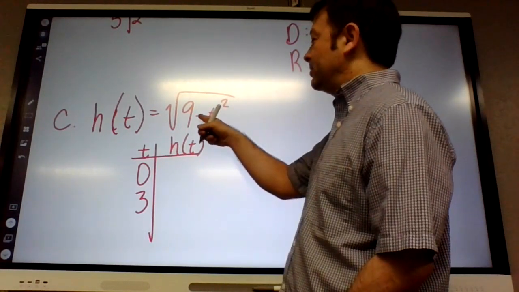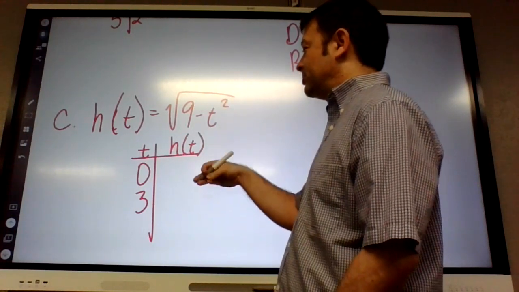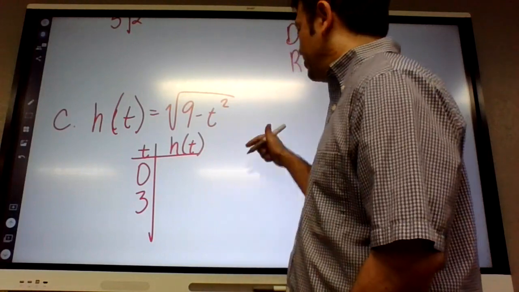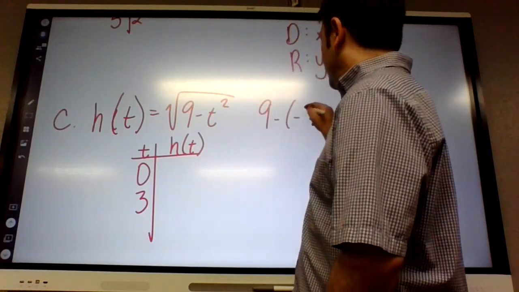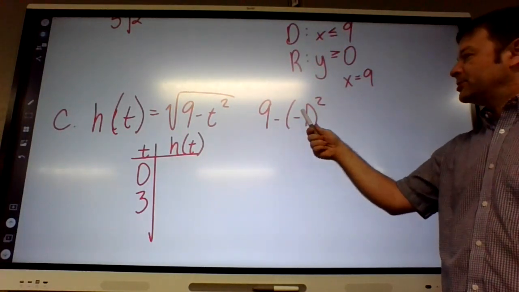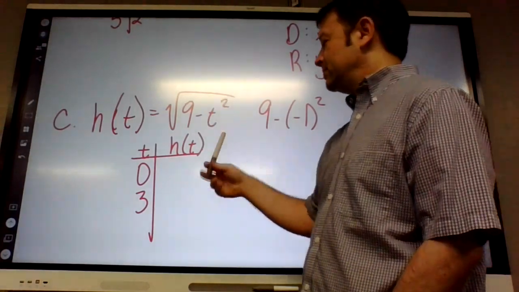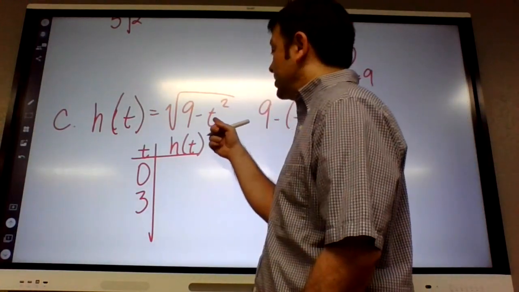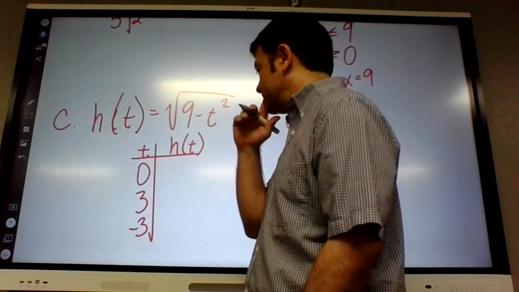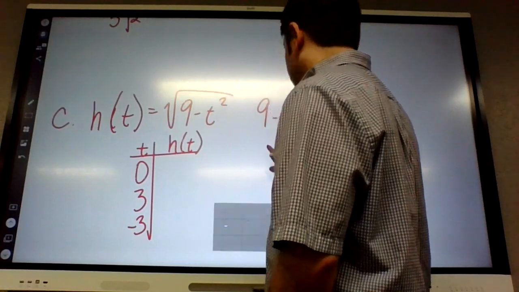This negative right here, is it squared? No. So, yeah, some of you, I think, were squaring the negative. And anyway, if you plug in -1, it looks like that. So 9 minus +1. Anyway, you can plug in negatives. It'll work. So we could plug in -3 as well.